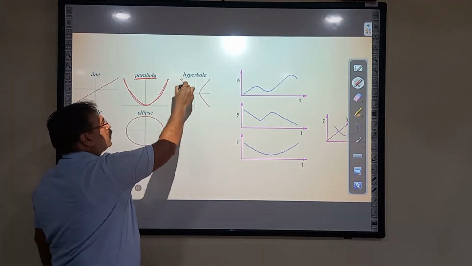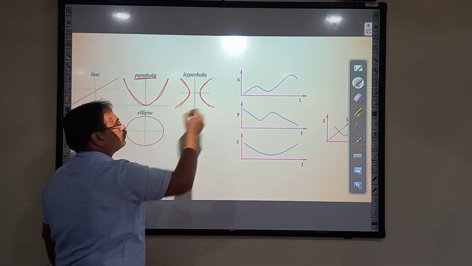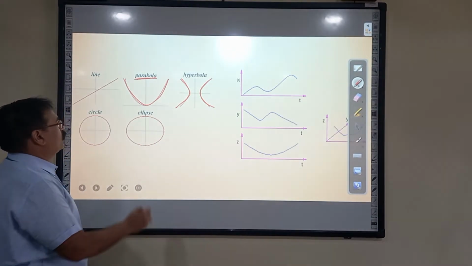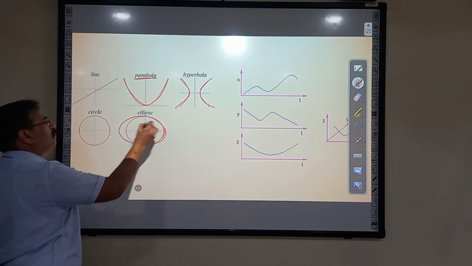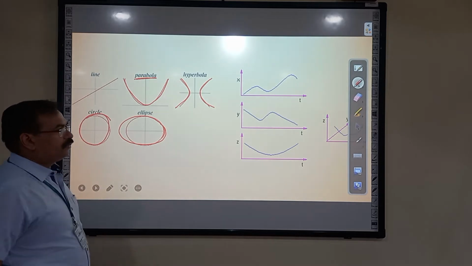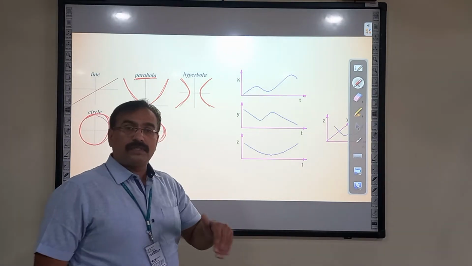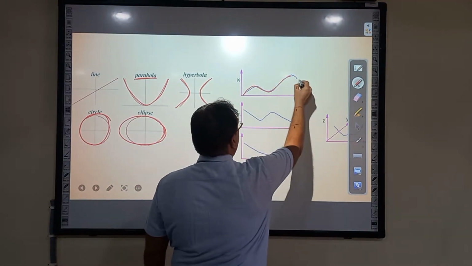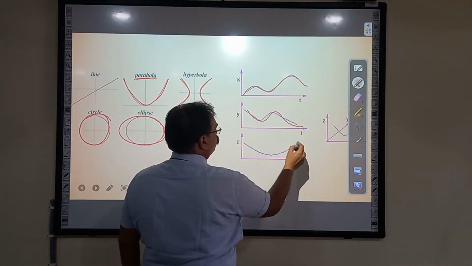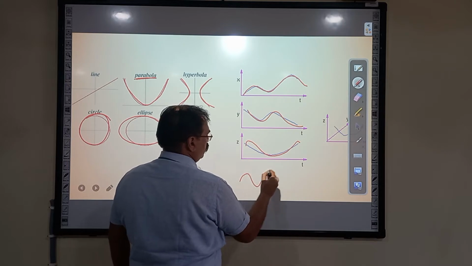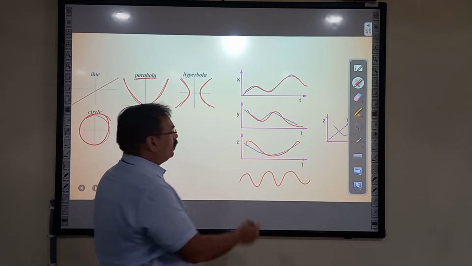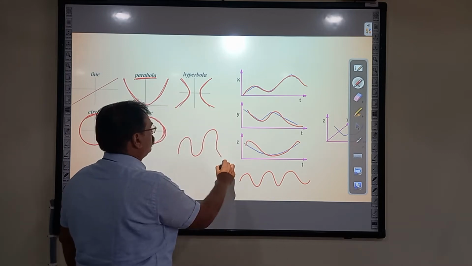Similarly, hyperbola can also be a curve. So some curves are possible for us to define. Ellipse and circle are also considered as curves. These are the regular curves, the parametric curves, whereas these kinds of curves are non-parametric curves. We don't know to what extent it is going. It may be a sinusoidal wave or cosine wave or something like that. It may take any shape.